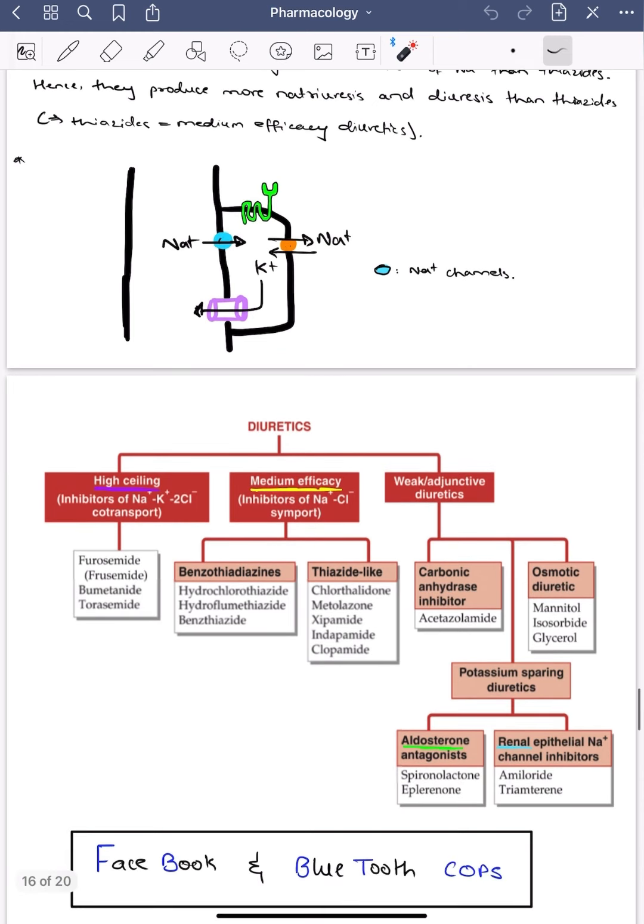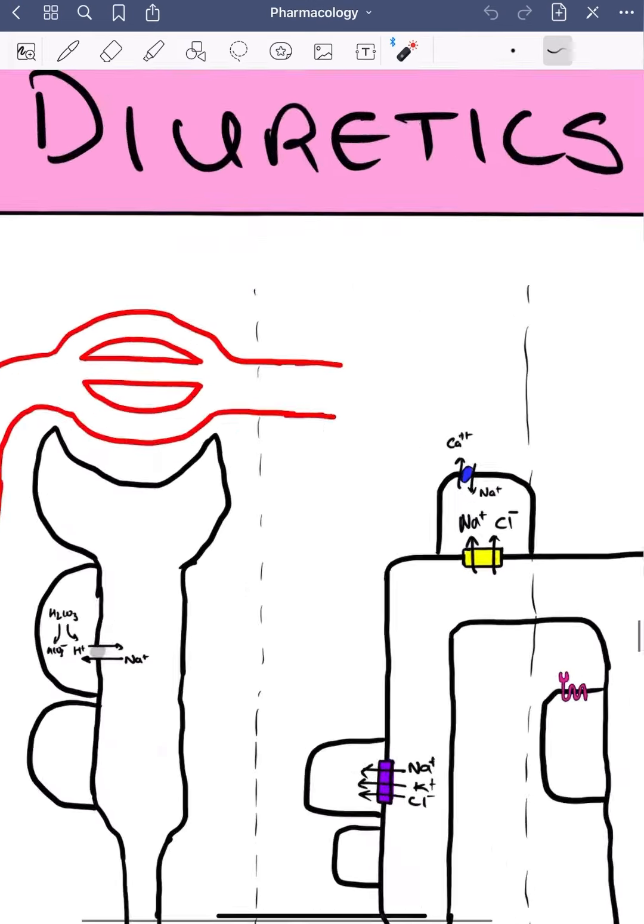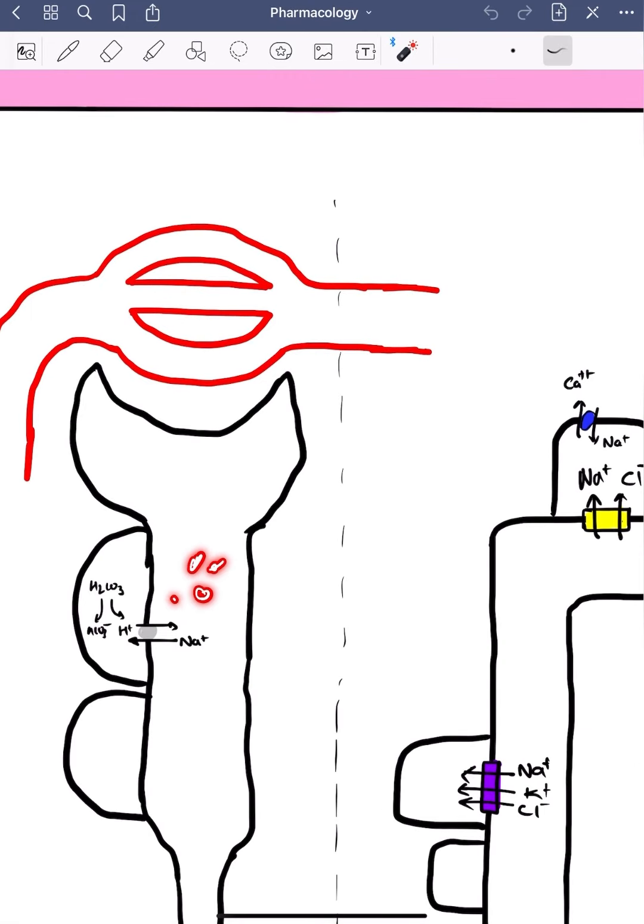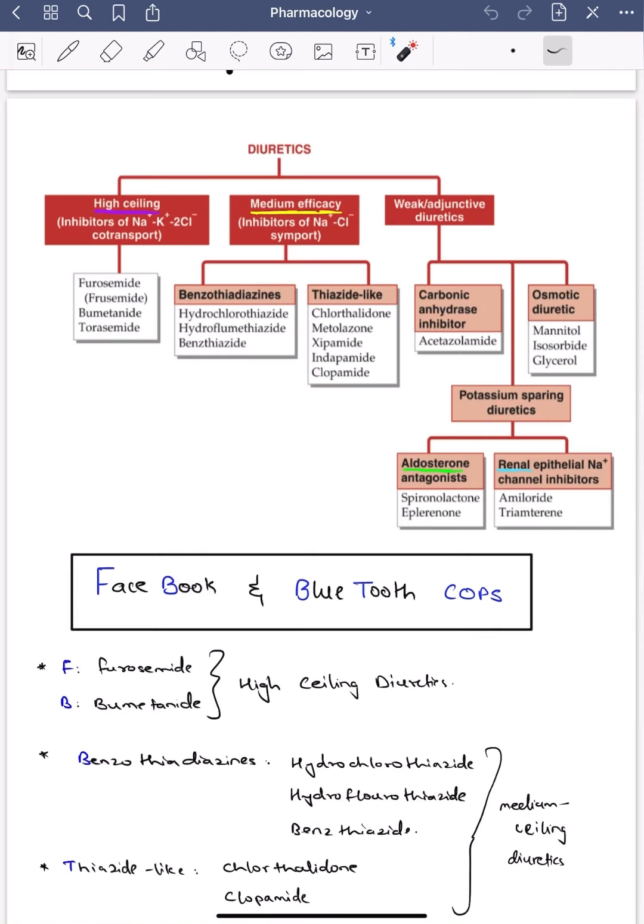The next weak or adjunctive diuretics is osmotic diuretics. Now the examples are mannitol and glycerol. Now mannitol and glycerol increase the osmolarity of the tubular fluid, which attracts water and causes diuresis. Now the final class of weak or adjunctive diuretics include the potassium sparing diuretics.